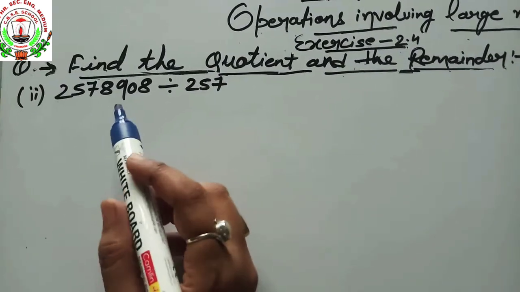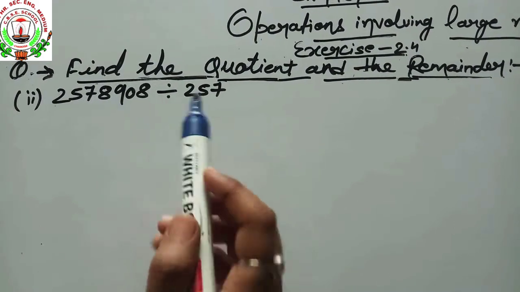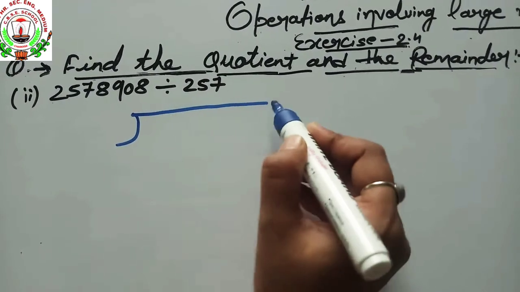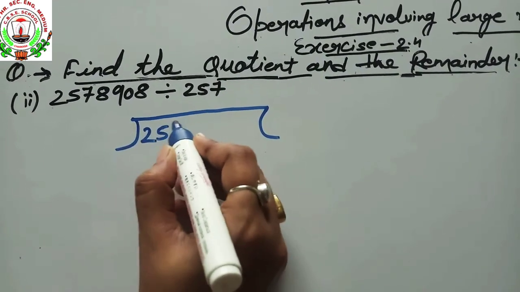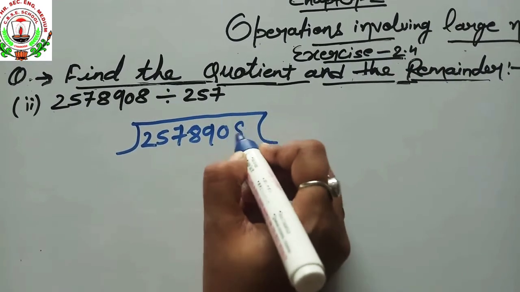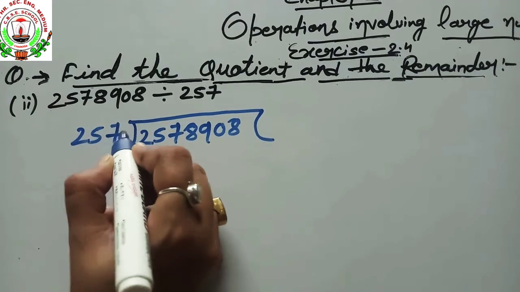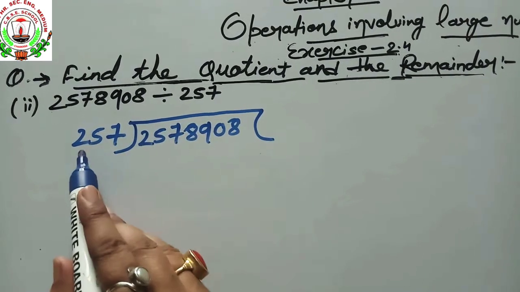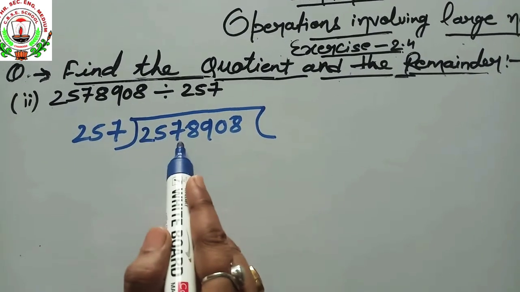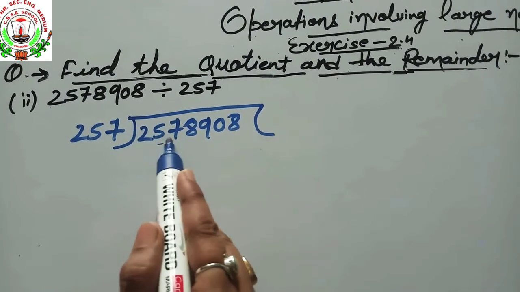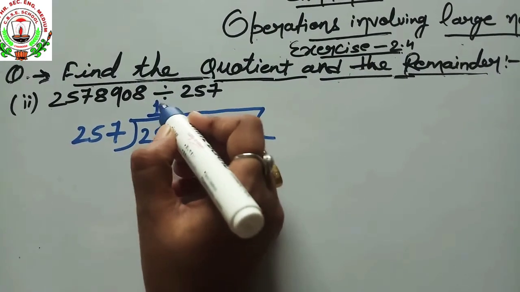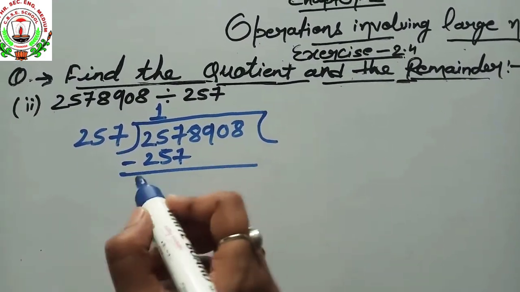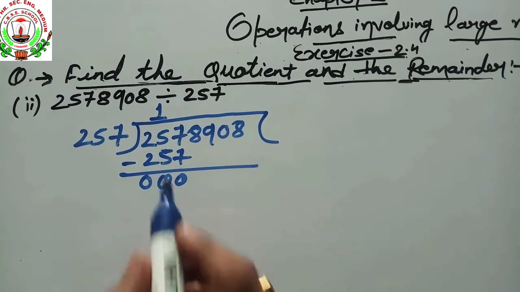Come to the second question: 2578908 divided by 257. Now the dividend we will write over here, that is 2578908, and 257 we will write here, that is the divisor. Now we can see that this is also 257 and this is also 257. So we will work upon these 3 digits, and we know easily that 257 comes 1 time, 257. So it will be 0, 0, 0 if we subtract this.